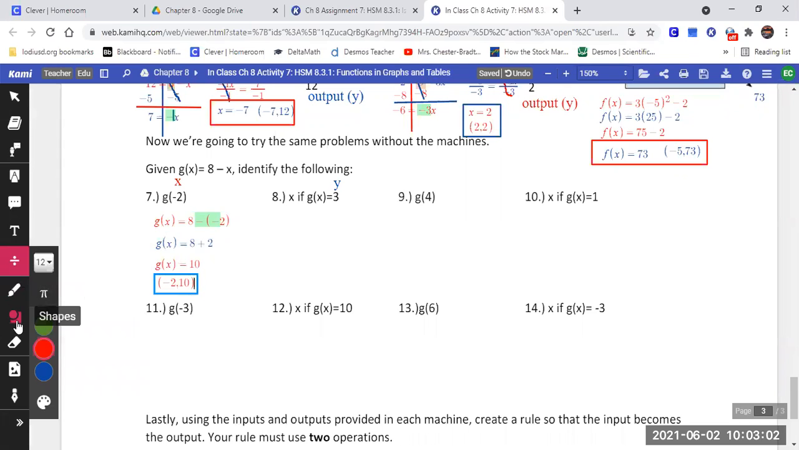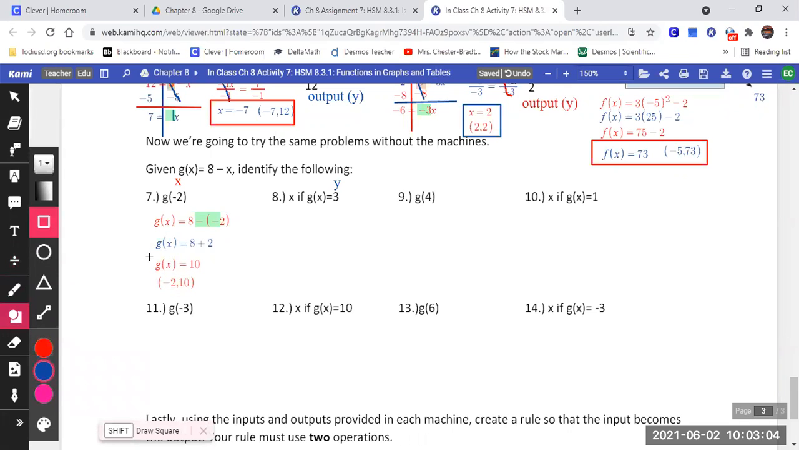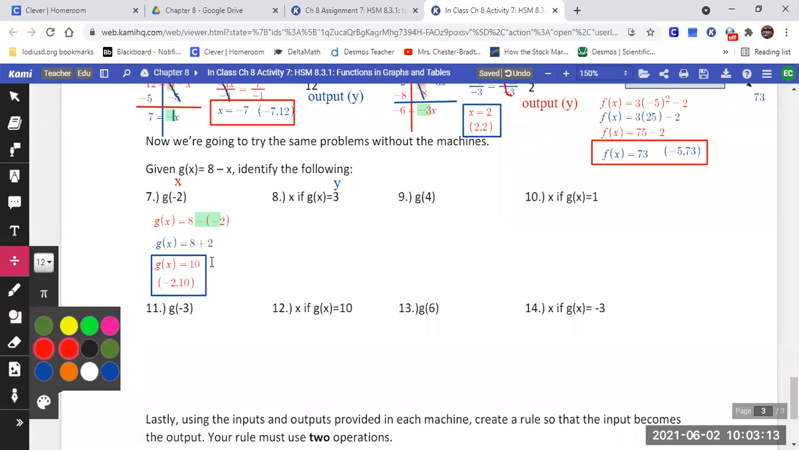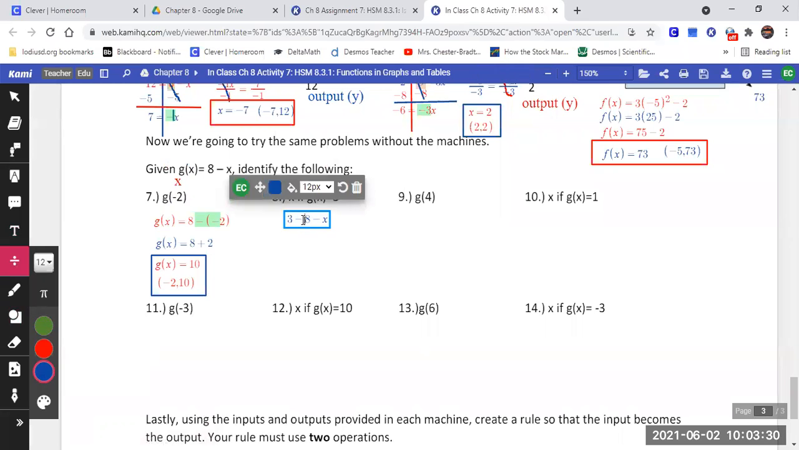Okay, and those are combined, the answer. So this one, they gave me outside the parentheses. So I know they gave me a Y. So that's replacing the G of X part. So this says that 3 is going to equal 8 minus X. Make sure this is an equal sign. Okay.